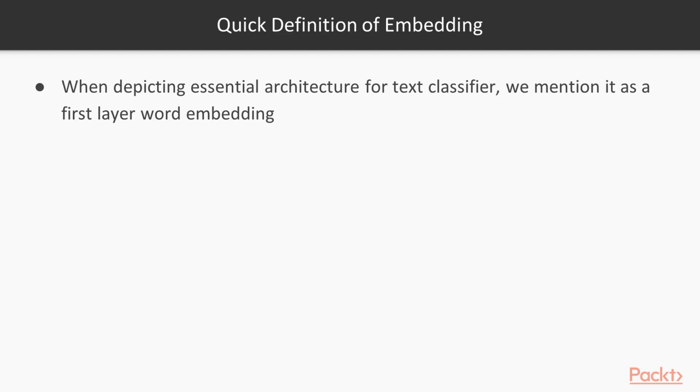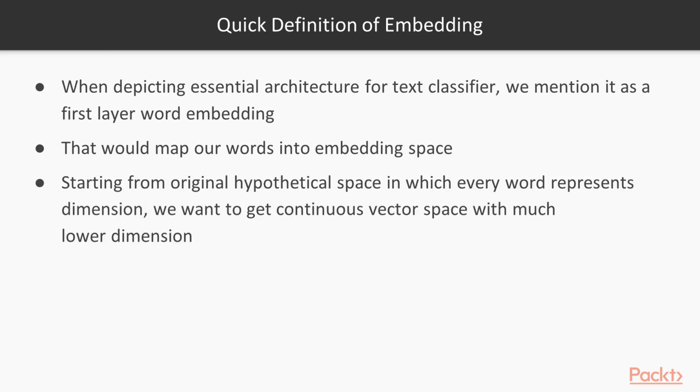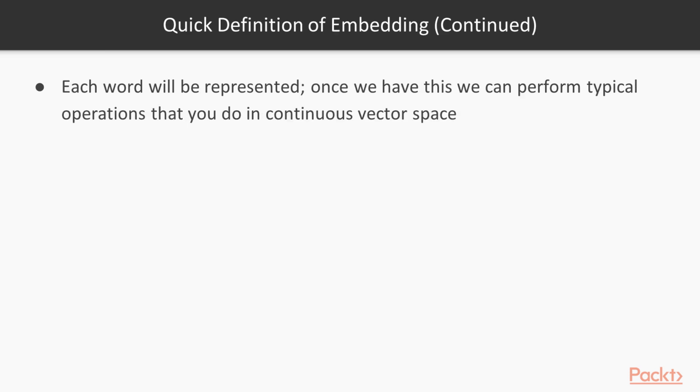In our previous example, when depicting the essential architecture for a text classifier, we mentioned as a first layer the word embedding that would map our words into an embedding space. Well, this will be a key concept in this section. Starting from an original hypothetical space in which every word represents a dimension, we want to get a continuous vector space with much lower dimension. Each word will be represented in this space.